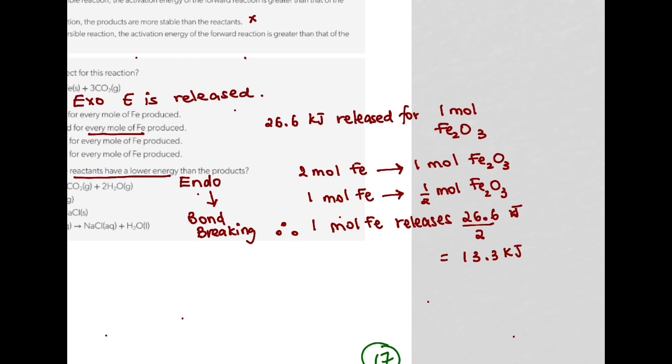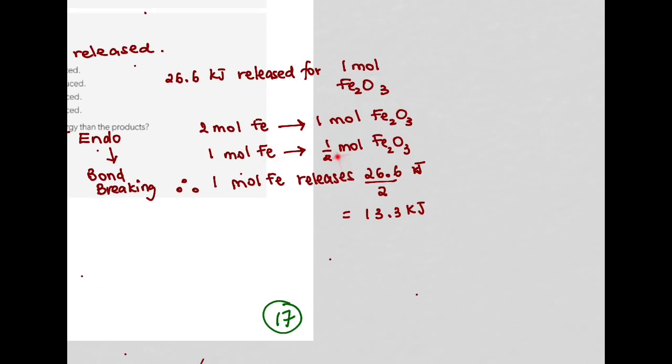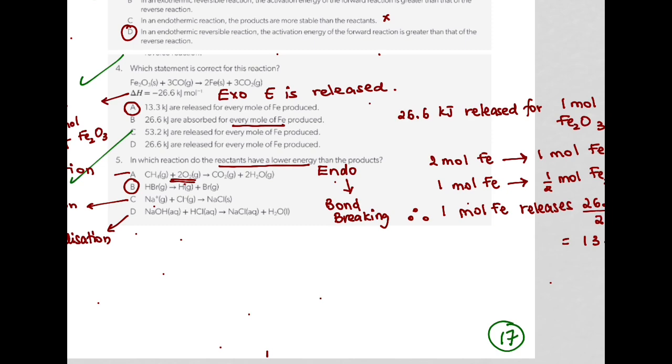Therefore, 1 mole of iron. I'm taking 1 mole of iron because all the answers are in the form of 1 mole of iron. So 1 mole of iron will come from half a mole of iron oxide. But 1 mole of iron oxide produces 26.6 kilojoules of energy. Therefore, 1 mole of iron will release half of this energy. So 13.3 kilojoules of energy will be released to produce 1 mole of iron. So it is answer A.